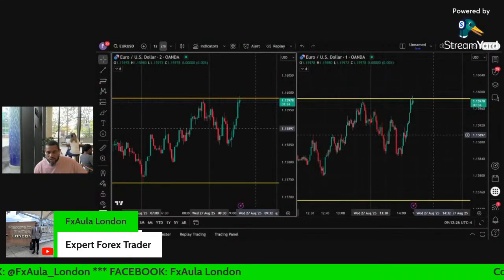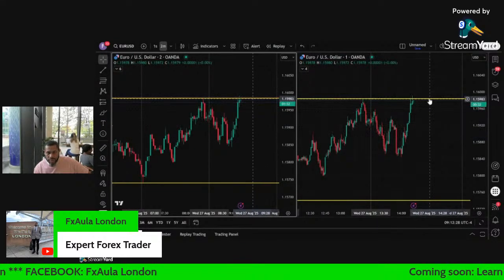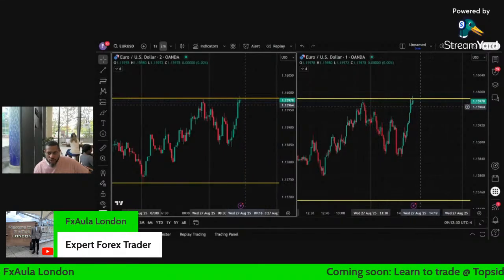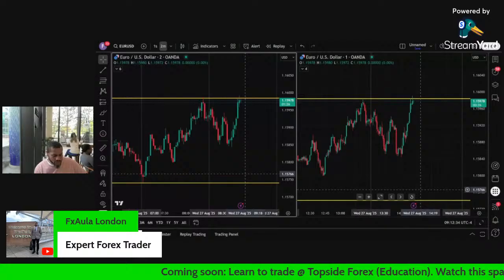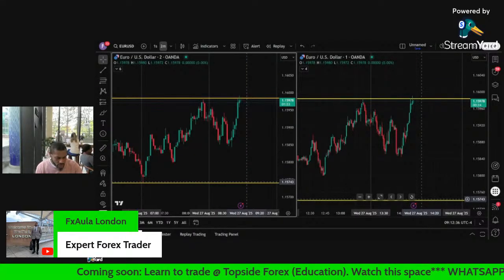Okay, so I'm looking for a breach of swing lows. But I would like the swing low on the 1 minute to happen within this range. If it doesn't happen within this range, I'm suspect of the setup. I may not take it.